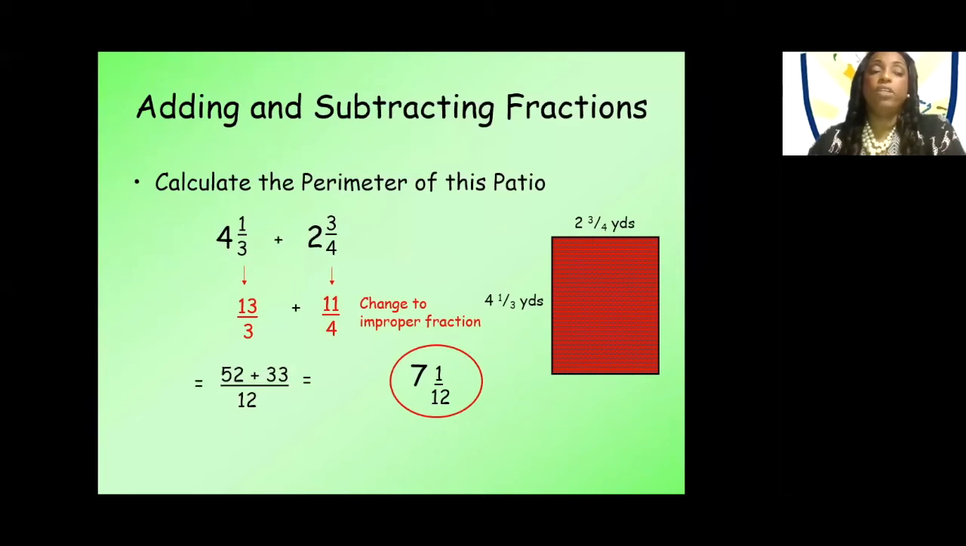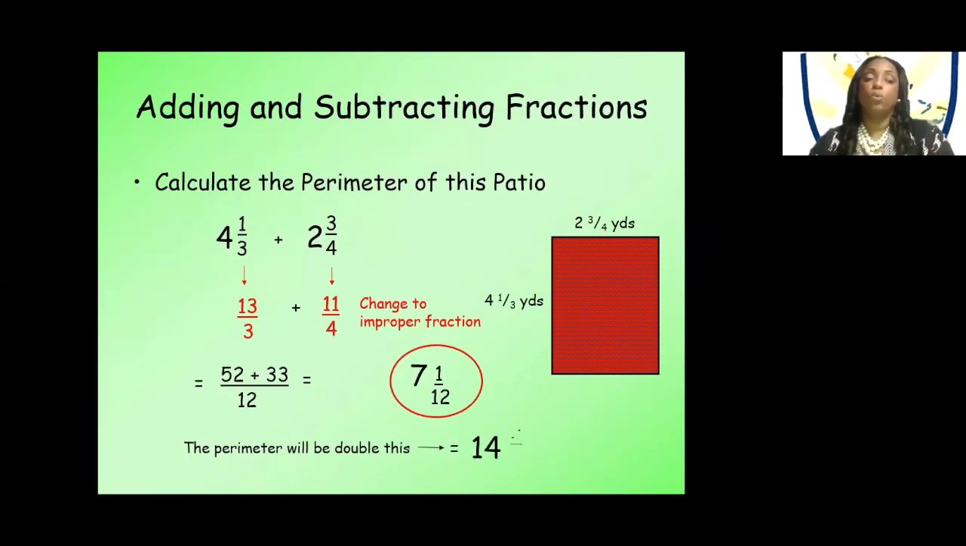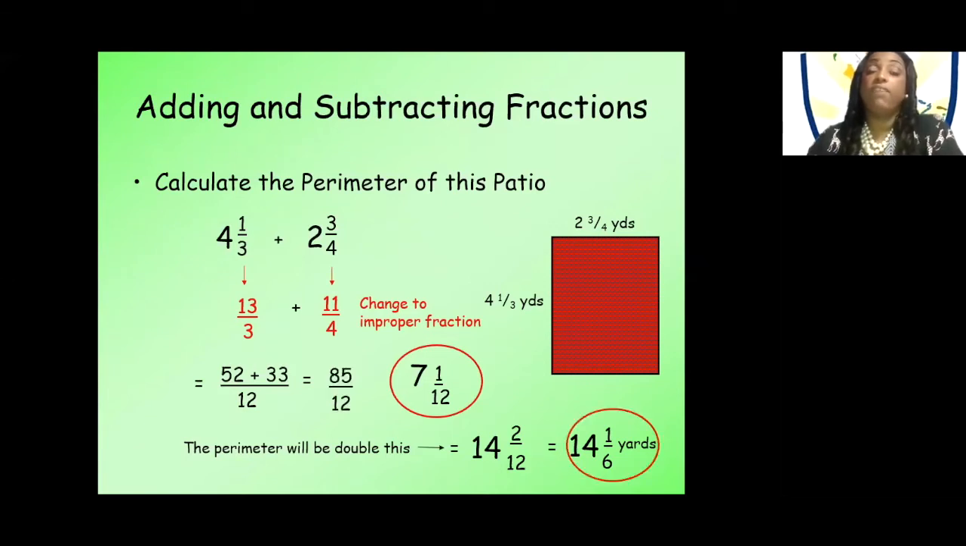So here we have 52 being added to 33, and again, our common denominator, our LCM, is 12 that we're going to keep. So we have here now 7 1/2. 7 1/2 is my answer. So the perimeter will be double, because remember, by definition, perimeter is defined as an addition of all of the sides of a shape or figure.